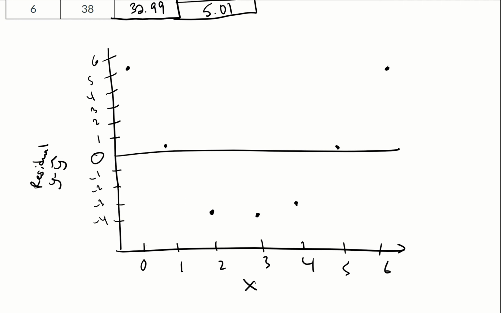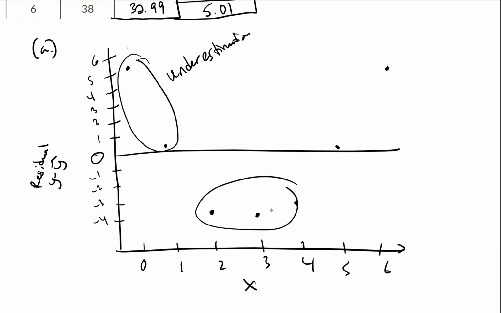All right. Now looking at this residual plot, so this is part A, there definitely looks to be a pattern in the residuals. Remember, if the residuals are positive, that means that you are under predicting. So this is underestimation or under prediction. And then we have overestimation, and then we have underestimation, right? So there's a pattern of under, over, and underestimation here.